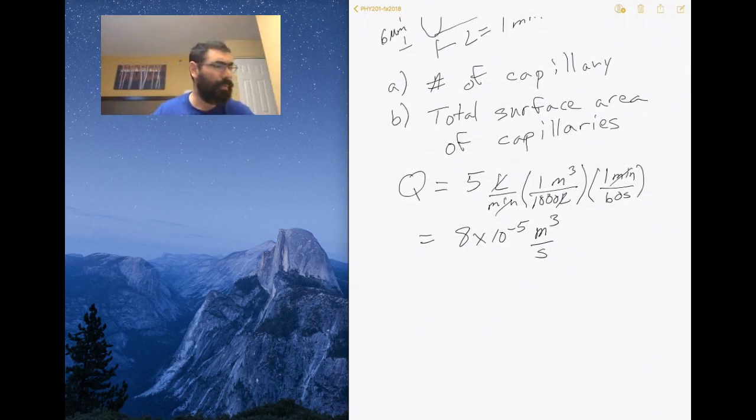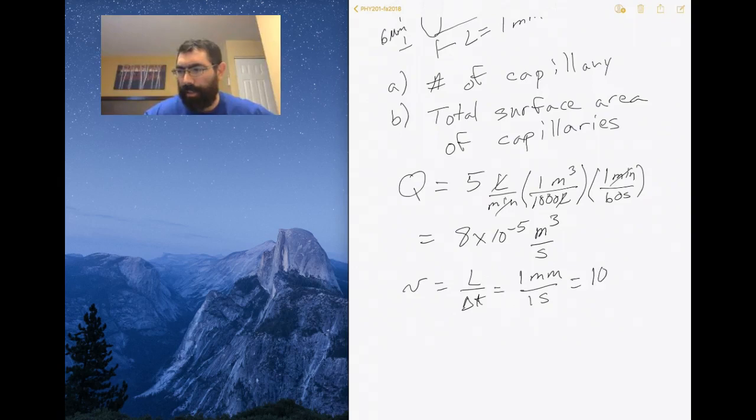Okay, so let's do the velocity. The velocity is basically the length divided by the time. So we're looking at the amount of blood that's flowing in a second. The length in one capillary is 1 millimeter for 1 second, or 10 to the minus 3 meters per second. So that's how fast the blood is flowing through these capillaries.